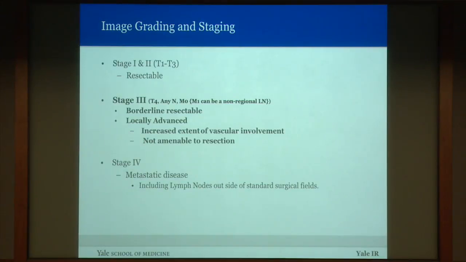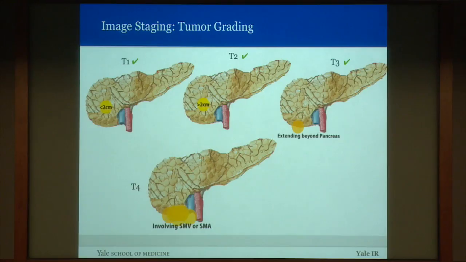So image grading and stages. Now we're taking this adenocarcinoma and figuring out where it is going to fit into the treatment algorithm. So there's stage 1 and 2, which are resectable. Stage 3, which we'll spend some more time on throughout the day because that's the gray zone of treatment. And then stage 4, which is metastatic disease.